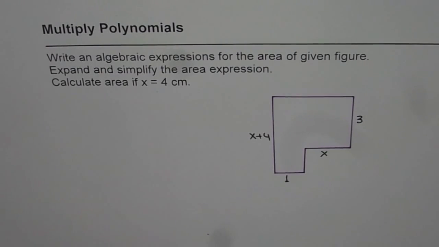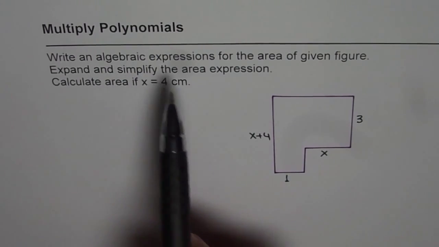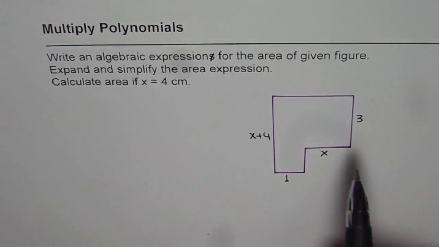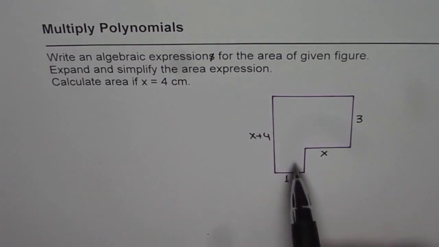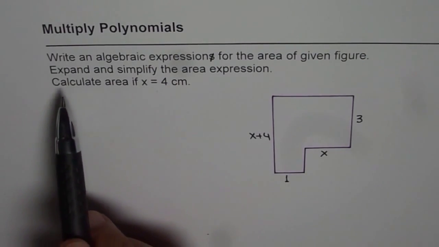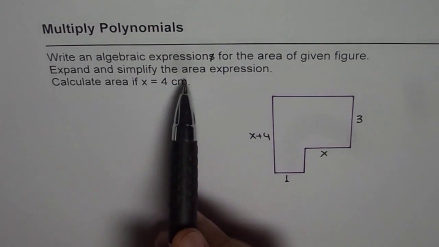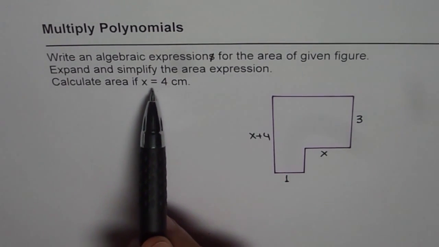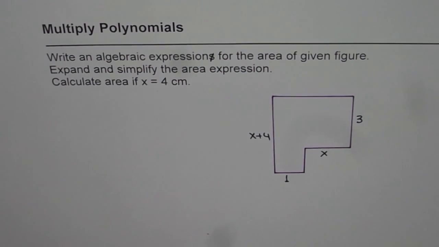Here's an application question on multiplying polynomials. The question is, write an algebraic expression for the area of the given figure. That's the figure. It's kind of two rectangles joined together. Expand and simplify the area expression. Calculate the area if x equals 4 centimeters.